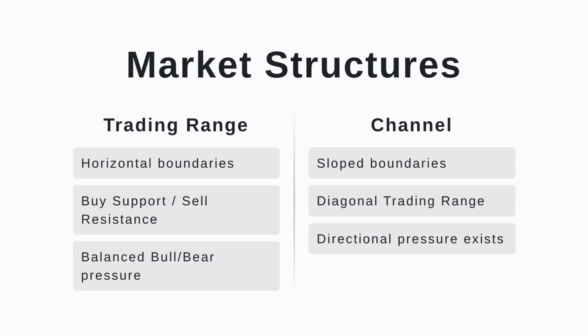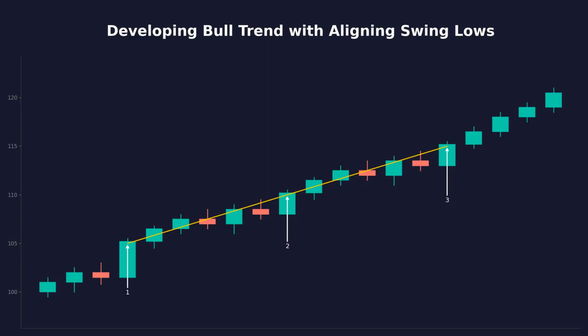Think of a channel as a diagonal trading range. Just like a horizontal range, traders buy low and sell high, but the whole structure is tilted up or down. Recognizing this tilt early allows you to enter with the trend while getting excellent risk-reward ratios. Let's start with drawing the lines correctly.